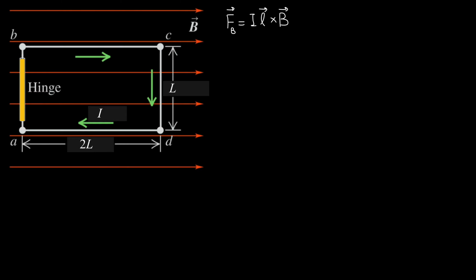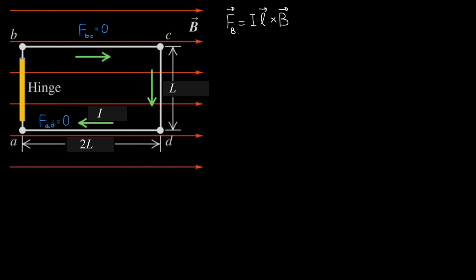And segments BC and AD are such segments. They're either parallel or anti-parallel to the magnetic field, so the cross product is equal to zero because the sine of the angle between the two vectors is equal to zero. One is sine 0, the other is sine of 180 degrees. So no force on segments BC or AD.